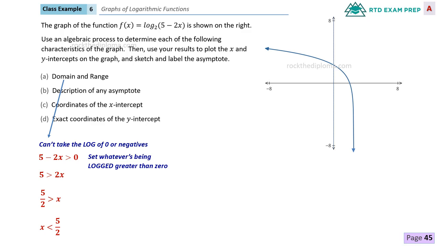Here we see that 5 halves must be greater than x, or x must be less than 5 halves, meaning our graph is left of a vertical asymptote that will be found at x equals 5 over 2, or 2.5. We know that the range of every logarithmic function will be all real numbers. It is the inverse of an exponential, which has an unlimited domain, and so no surprise here, no restrictions on the range.